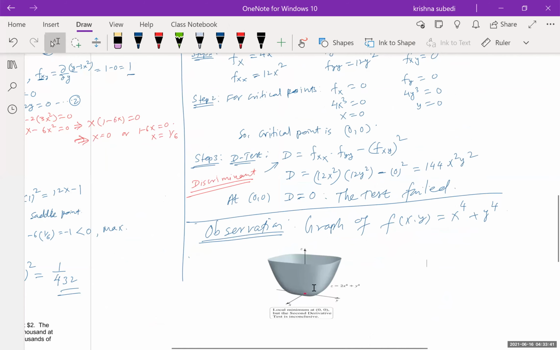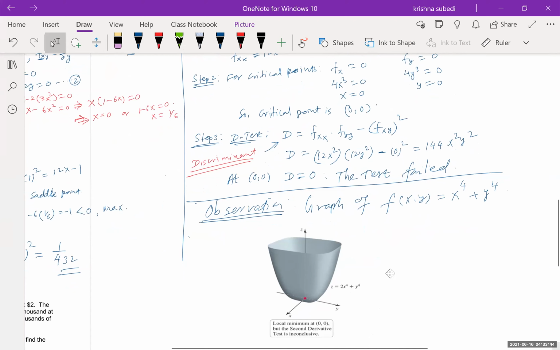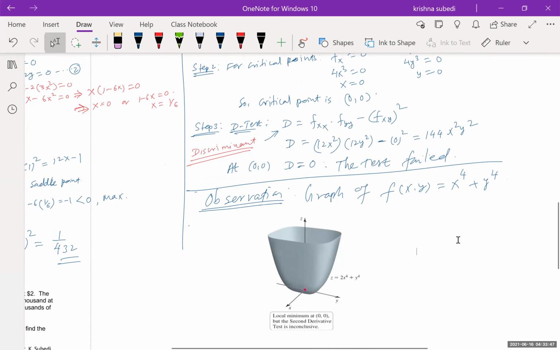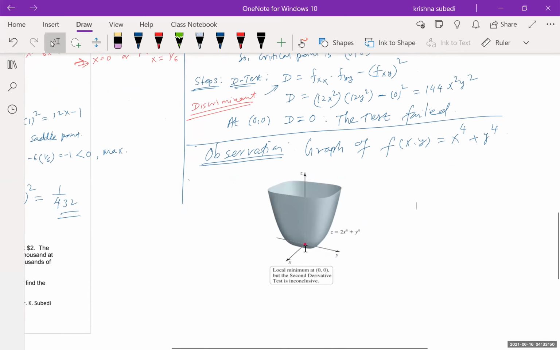I just copy and paste the graph here. Can you see that? It should have a local minimum there at (0, 0), but because the bottom of this bowl is flat, that minimum point is actually invisible. And that's why the test failed. Even though it has a minimum at that point in that neighborhood, all the way at the bottom, the bottom is flat. So this one point looks like it's invisible there.